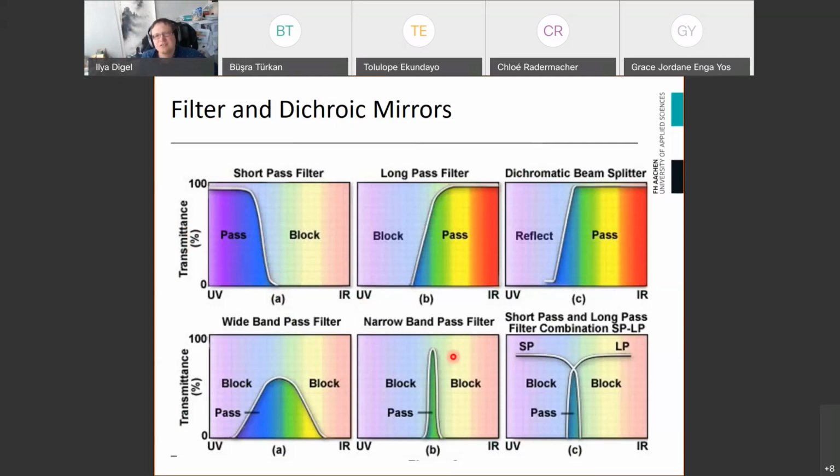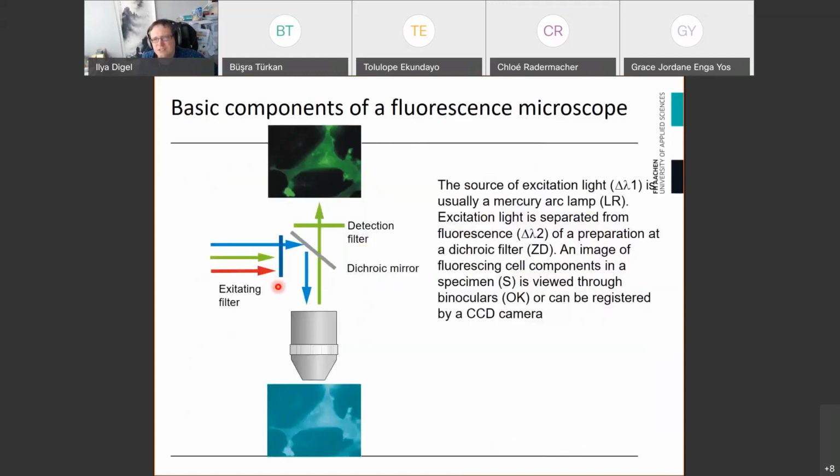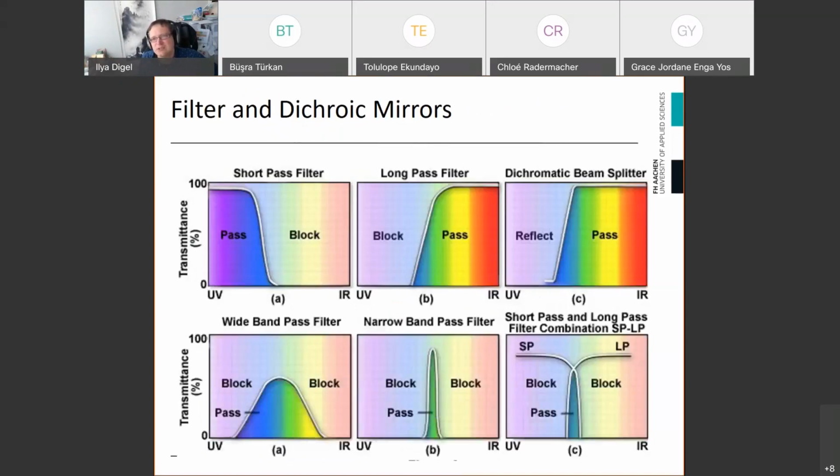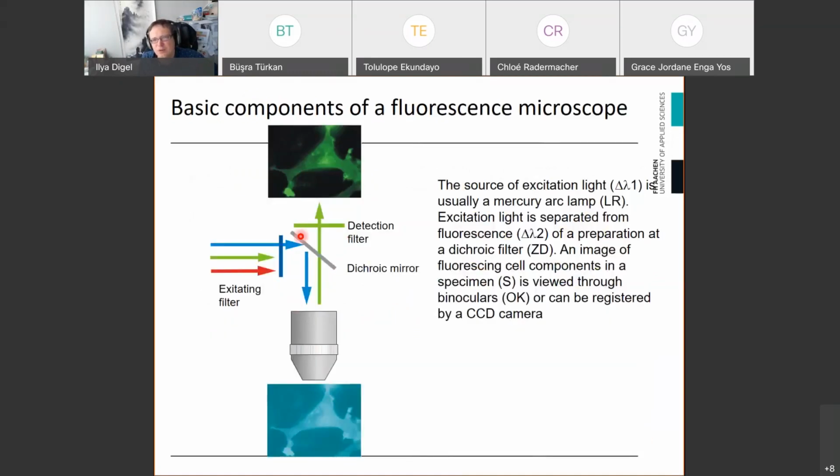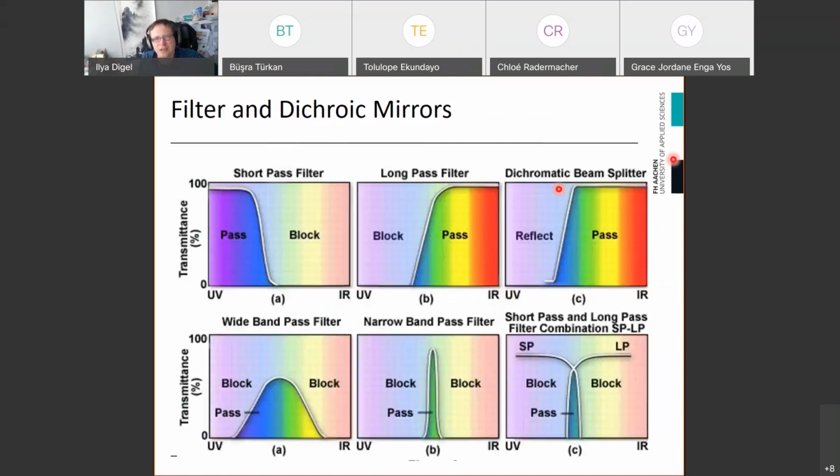In the opposite case, let me come back, so this was the short pass. In the opposite, as you are talking about a detection filter, here you need to get rid of short wave components. And in this case, you use the long pass filter. And actually part of this function can be performed by this dichromatic mirror, because it may also have some filtering properties like shown here.